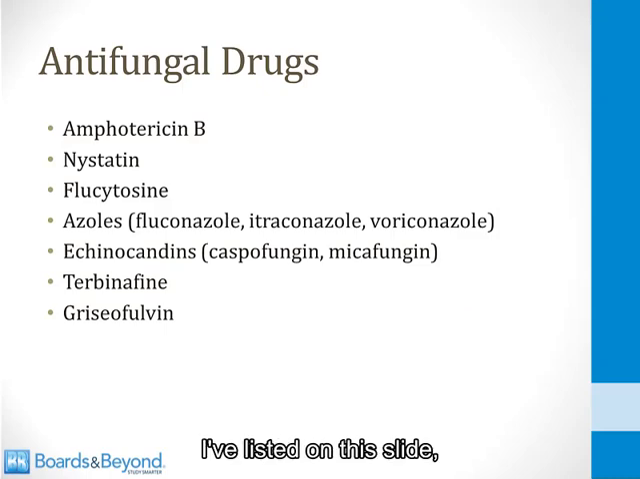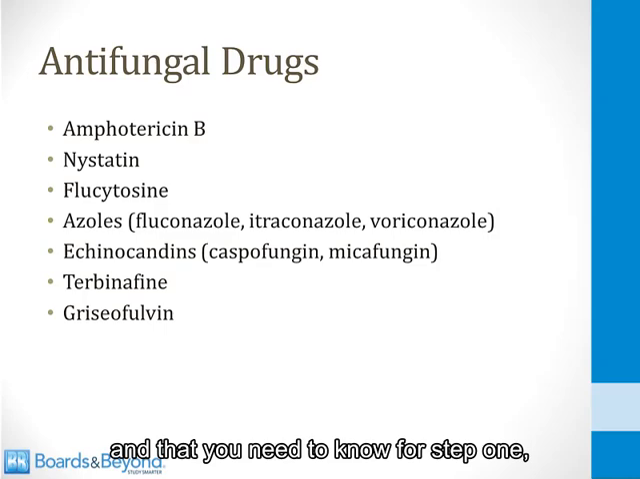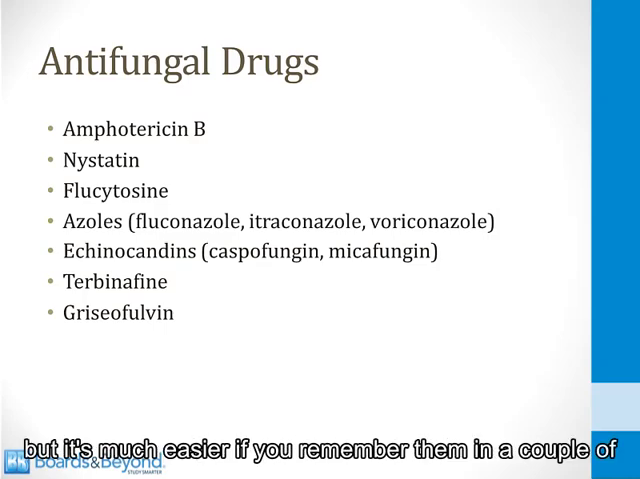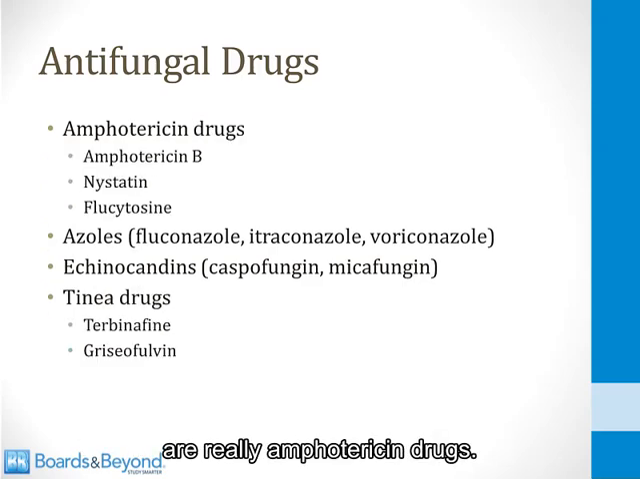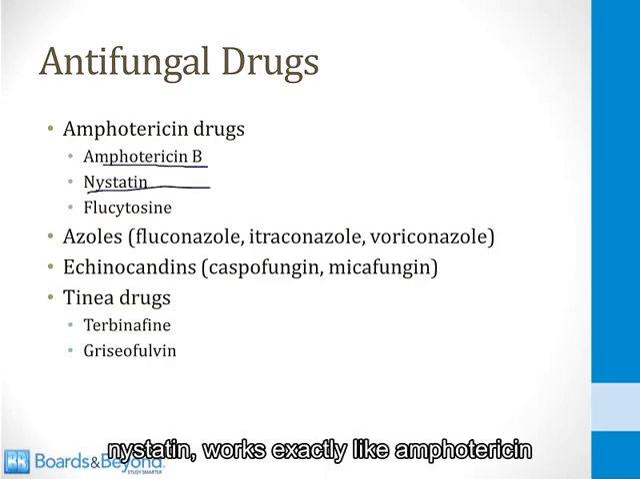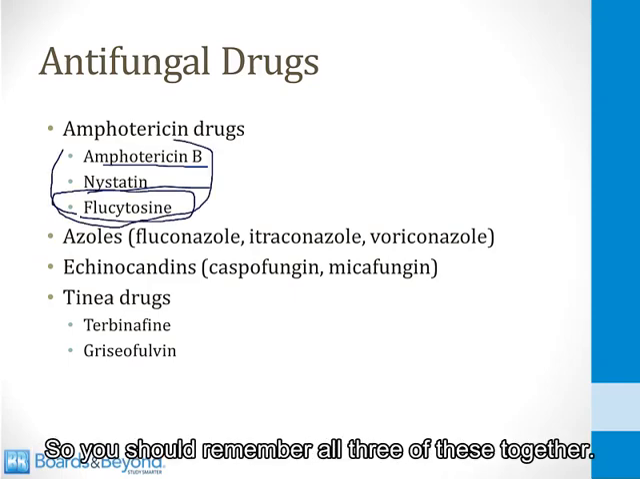I've listed on this slide the names of the antifungal drugs that are commonly used and that you need to know for Step 1, but it's much easier if you remember them in a couple of separate groups. So I've shown here that 3 of these drugs are really amphotericin drugs. Obviously amphotericin is, nystatin works exactly like amphotericin, and flucytosine is a drug that's added to amphotericin. So you should remember all 3 of these together.